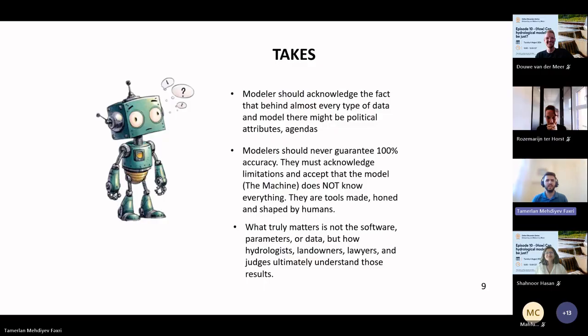A few things that I'd like to leave you with. Behind almost every type of data model, there might be a political attribution decision about what got measured and what did not. And perhaps no one should ever claim that the machine knows everything.